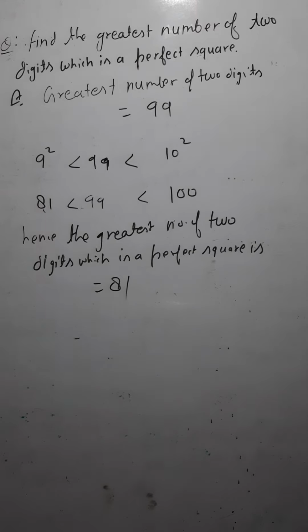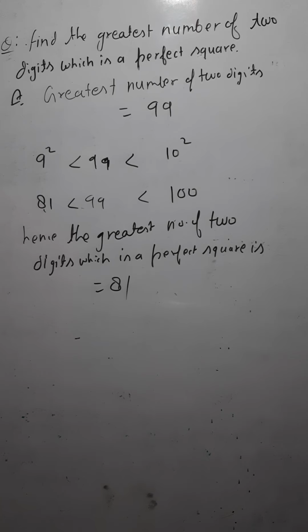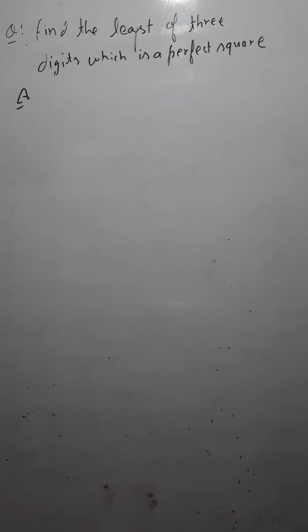81. This is your answer. So 81 is the greatest 2-digit number which is a perfect square, and it is the square of 9. 9 times 9 is 81. Yes or no? Just solve it. Note it down.